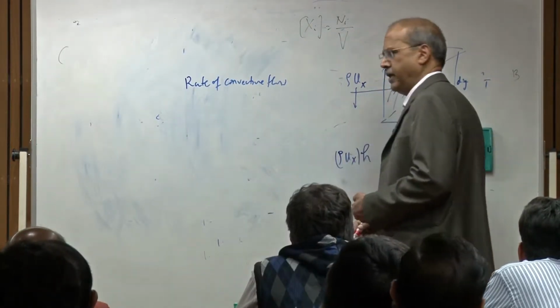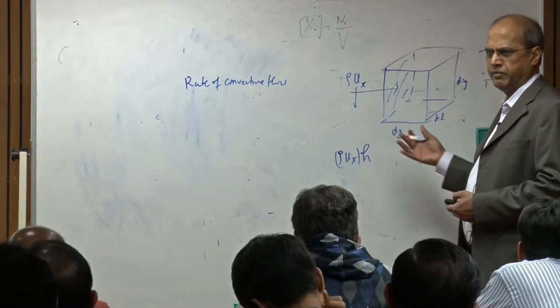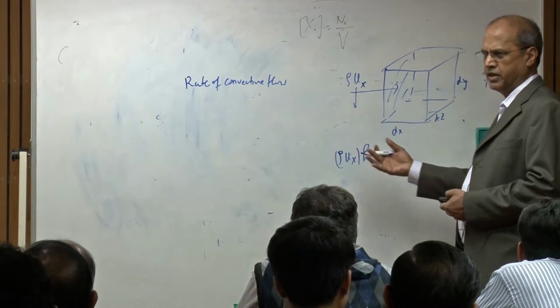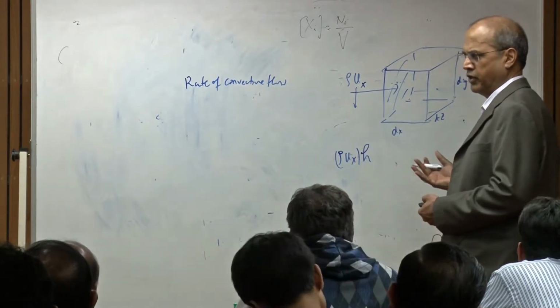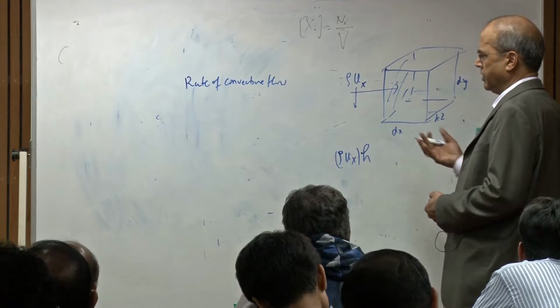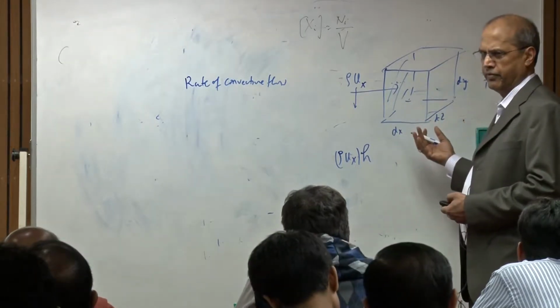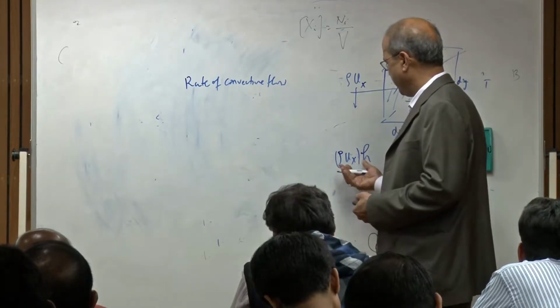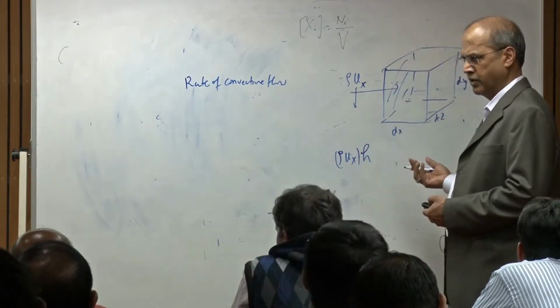If I multiply by h, that will become enthalpy flux. So that's the convective rate of enthalpy flowing in the x direction, and it's flowing into the control volume. So we'll be using this. Whatever quantity I multiply, it becomes the flux of that quantity.